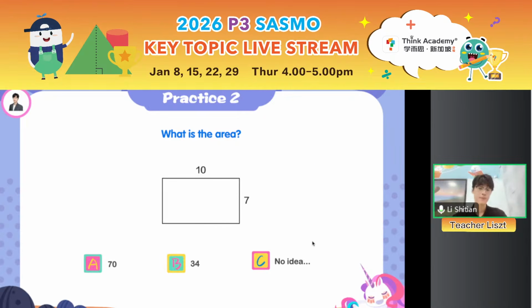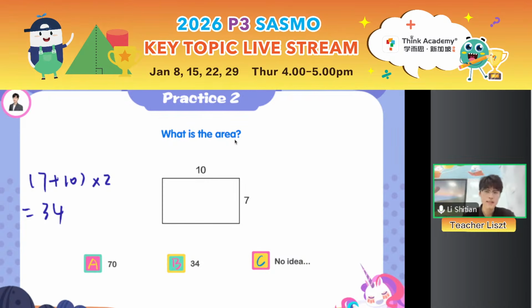What about this one? What is the area of the rectangle here? Okay, so now let's see. Teacher Liz wants to solve it. Teacher Liz does 7 plus 10, then times 2. So the answer is equal to 34. Am I correct?